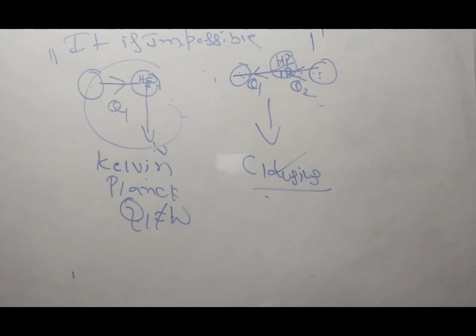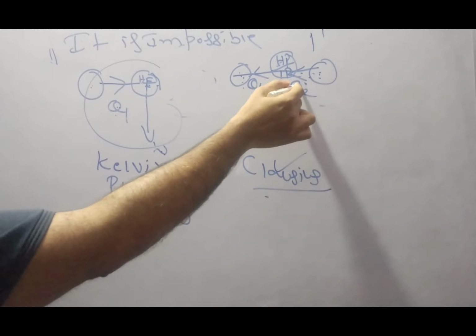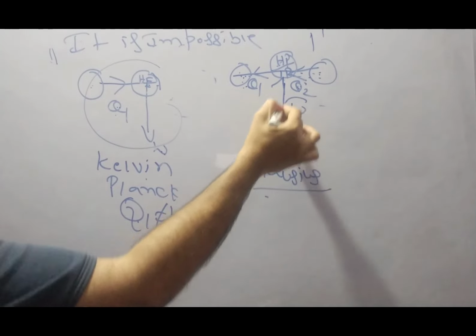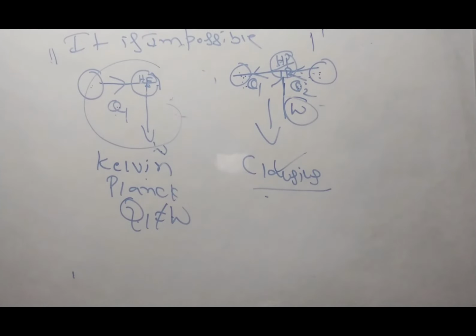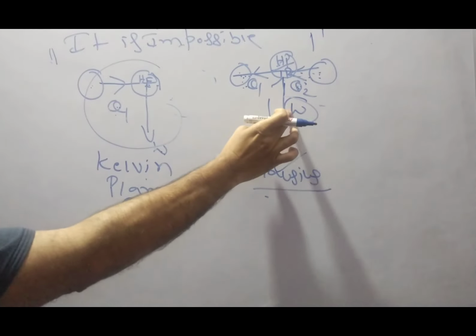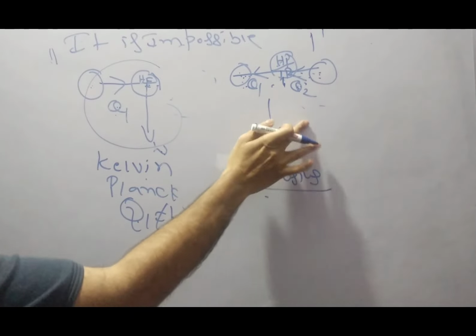Right? So it is impossible to convert from the colder body to a hotter body. Conversion of Q2 to Q1 is impossible. So to convert Q2 to Q1 from lower to higher, some work has to be given from an external agency. So that is our Clausius statement. The statement is: heat cannot flow from lower to higher temperature without any external agency. Without this external agency, it is impossible. That is our Clausius statement.